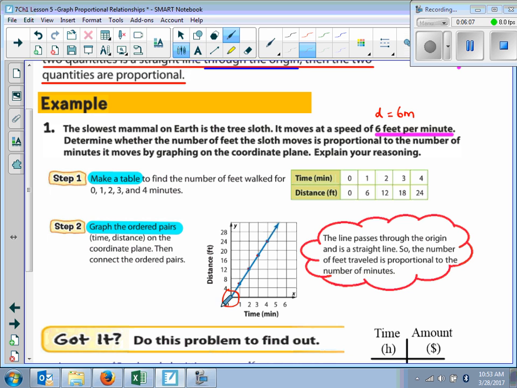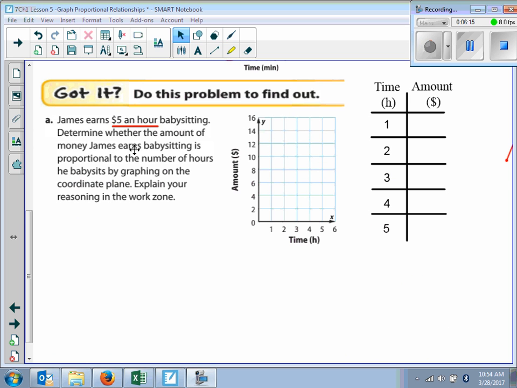So is the number of feet traveled proportional to the number of minutes? Yes, it is. All right, so for the got it example, it says James earned $5 an hour babysitting. Determine whether the amount of money James earns babysitting is proportional to the number of hours he babysits by graphing on the coordinate plane, and then explain your reasoning down here, okay?